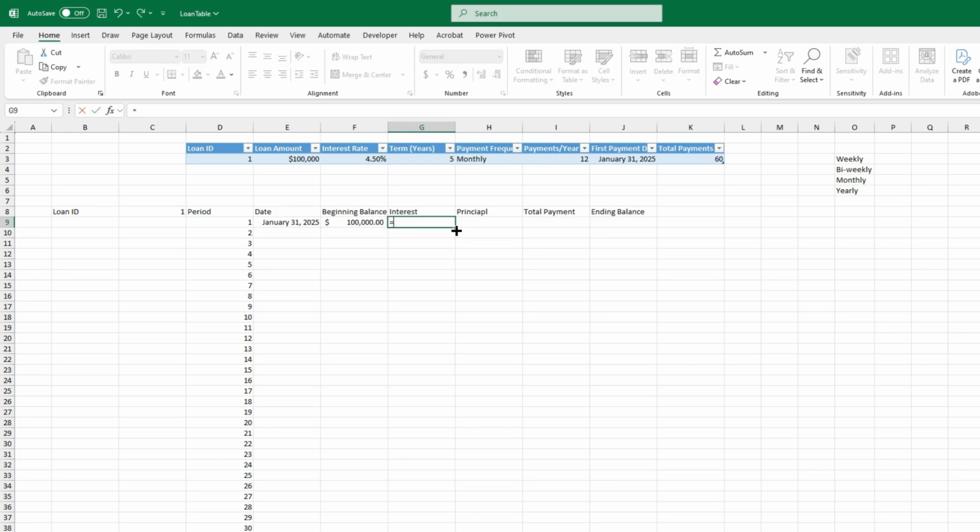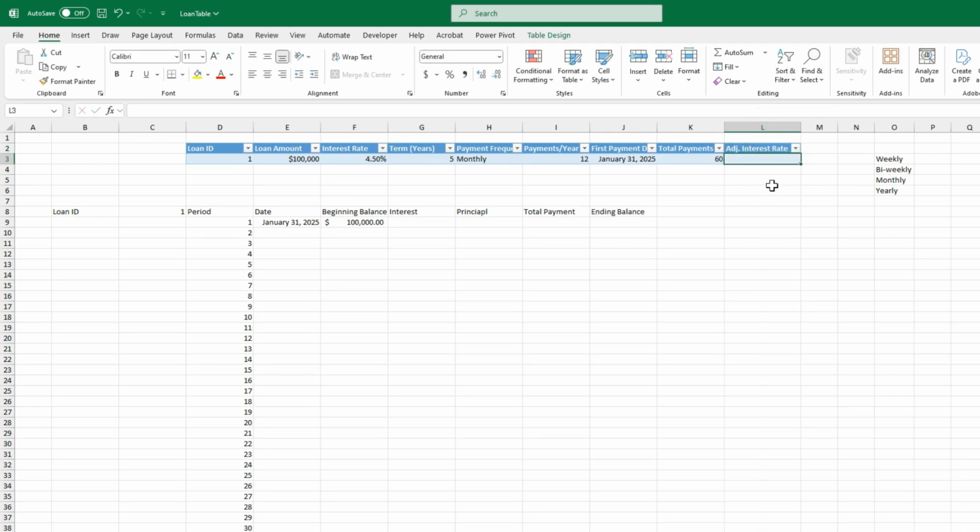And then our interest. So this is when our first formula comes in of the IPMT. You got to be able to spell it right or else it's not going to work. And then our rate, our 4.5% interest rate. And what it would actually be a smart thing to do is just say, hey, let's add on another part. Let's go adjusted interest rate. I'll double click on that to extend the column.